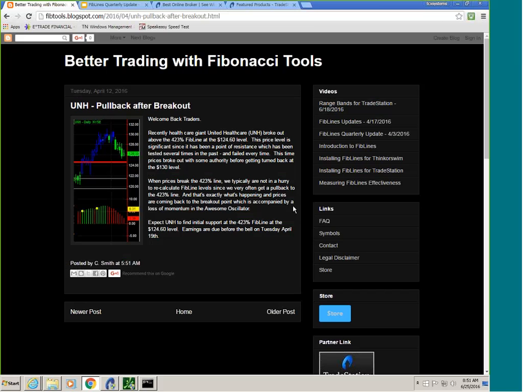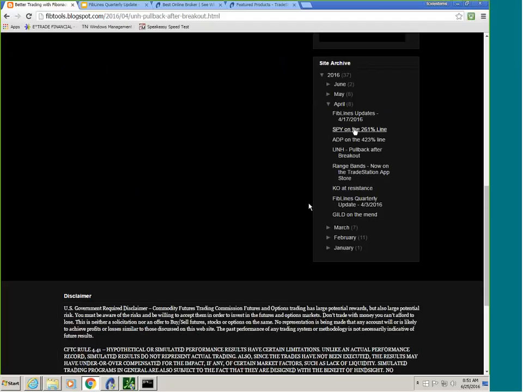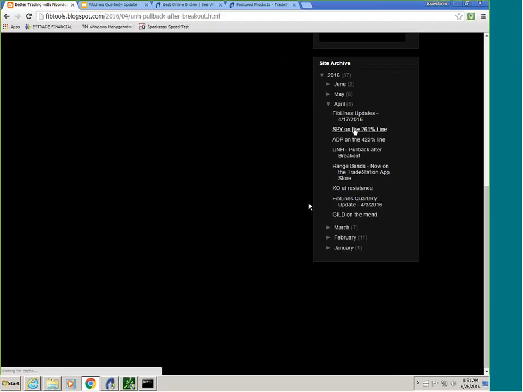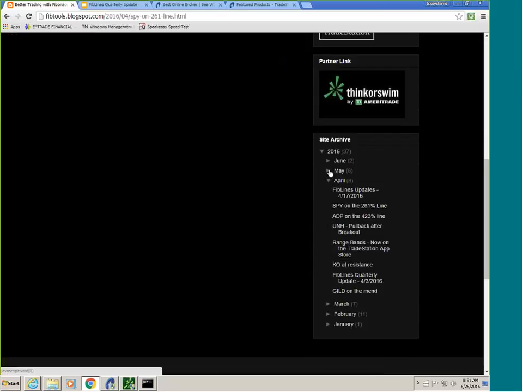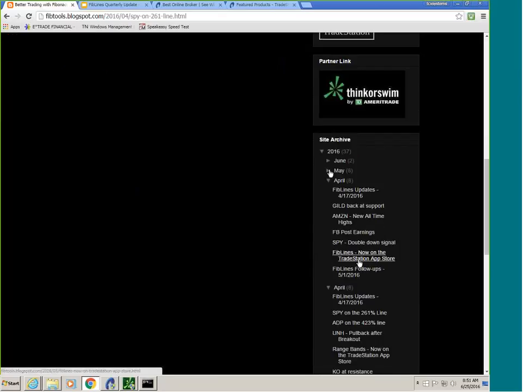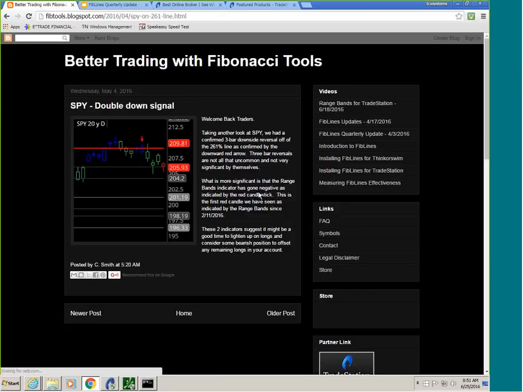Okay, next we have SPY, I think we talked about already. That was the resistance off the 261 line here, that first resistance that we saw. I had a later post on that one. We had a sort of a double down signal. We had both deflection off the 261 line once again, along with the range bands going red. And that sell-off really didn't last all that long. This is one feature I should say, by the way, of the FibLines indicator on thinkorswim. It has the option of drawing these arrows when you get a 3-bar reversal off of a FibLine.